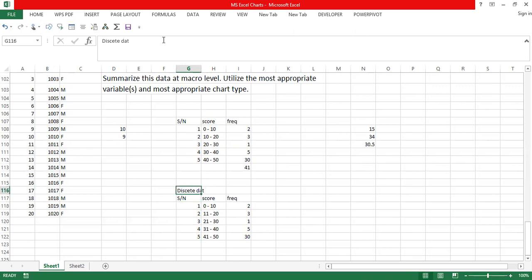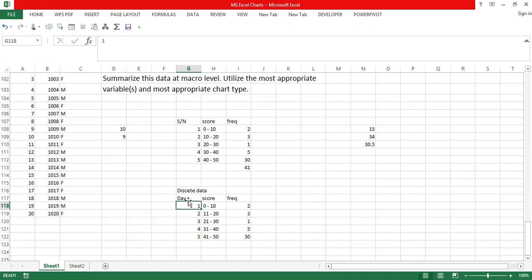This one represents discrete data. This is not for continuous data. So when you want to do the frequency distribution table for discrete data, you can do it this way. For example, let's say this data represents a number of items that can be counted. For example, the number of people that attended an event on day 1, day 2, day 3, day 4.